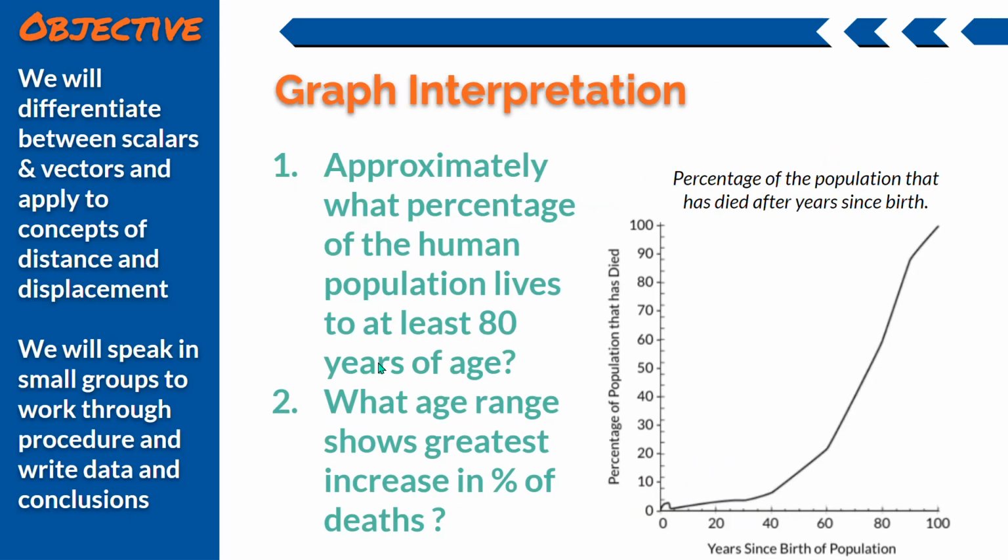Okay, so again, we looked at some graph interpretation stuff as well. This one's not like a standard graph. This is actually an SAT or ACT science question, sorry. It says approximately what percentage of the human population lives to at least 80 years of age, and what age range shows the greatest increase in percentage of deaths? Okay, so I'm going to give you a moment to look at this graph and to contemplate your answers to those 2 questions, and then we'll come back and talk about it.